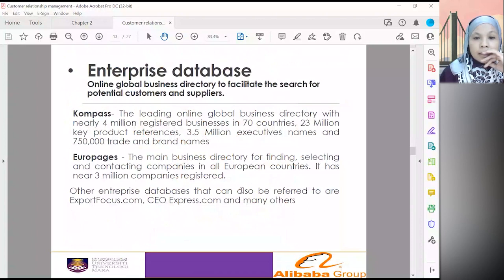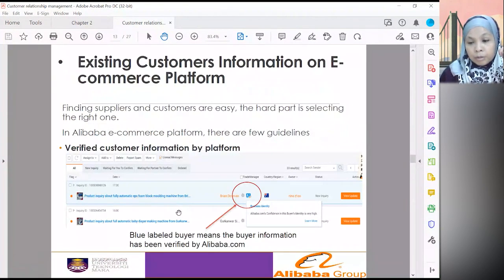Okay. And then earlier we talked about Enterprise Database, Compass and Europages. So Compass is like an online global business directory. It has 4 million registered businesses and Europages has 3 million companies registered. There are many more, Expert Focus, CEO Express and many more. Okay. Again, if you're looking for a supplier on the Alibaba platform, if you see the name of the seller has a tick, it is verified. It means Alibaba has verified this company as a real company. So if there is verification, it provides extra confirmation that this is a true seller.